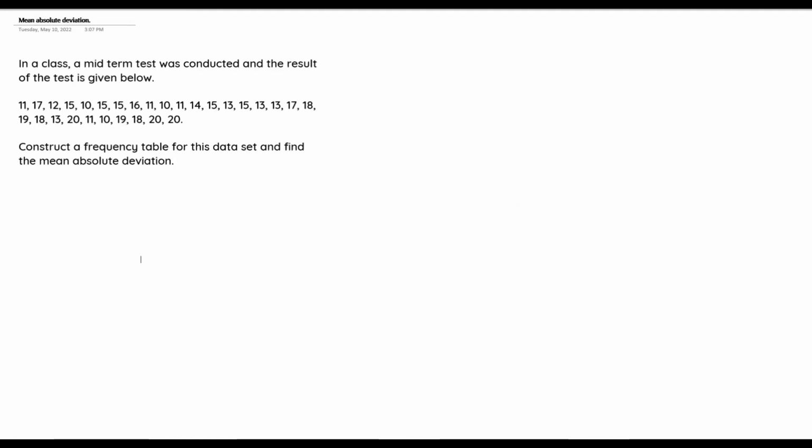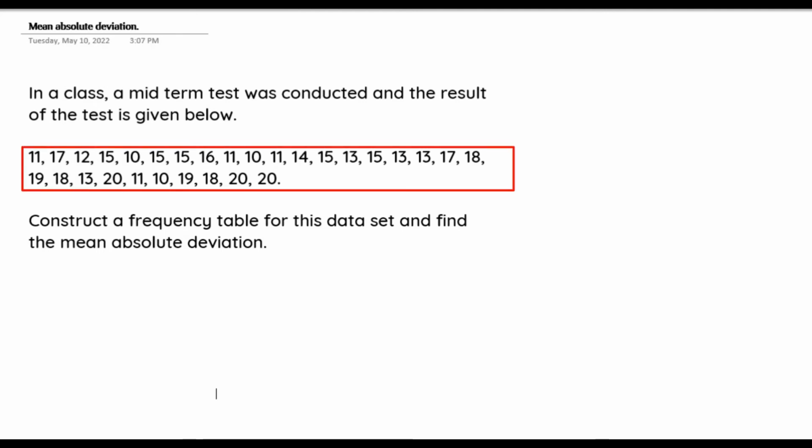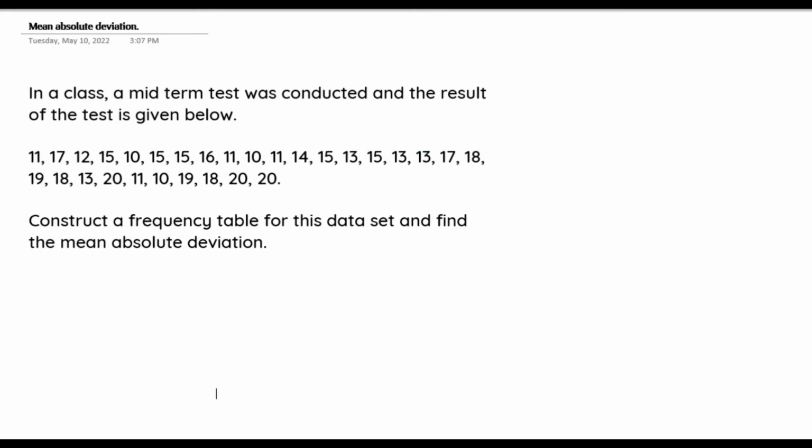So our question says that in a class, a midterm test was conducted and the result of the test is given below. So we have 11, we have 17, we have 12, 15, down to 20. So the question says we should construct a frequency table for this data set and also find the mean absolute deviation of our data set.